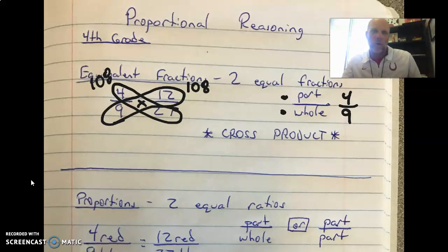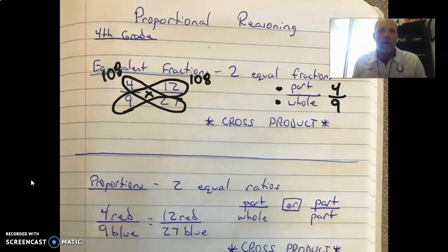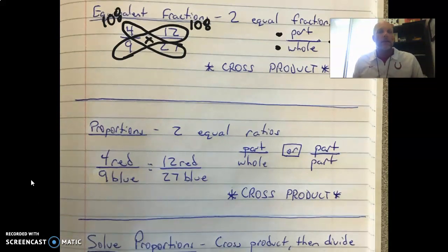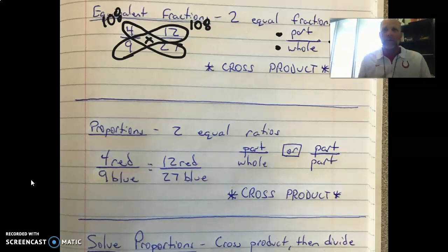Proportions or ratios, like we talked about on Tuesday, are the same, right? They are part to whole also. So let's talk about what proportions are. Okay, so proportions down here are incredibly similar to equivalent fractions. Proportions, instead of being 2 equal fractions, are 2 equal ratios.